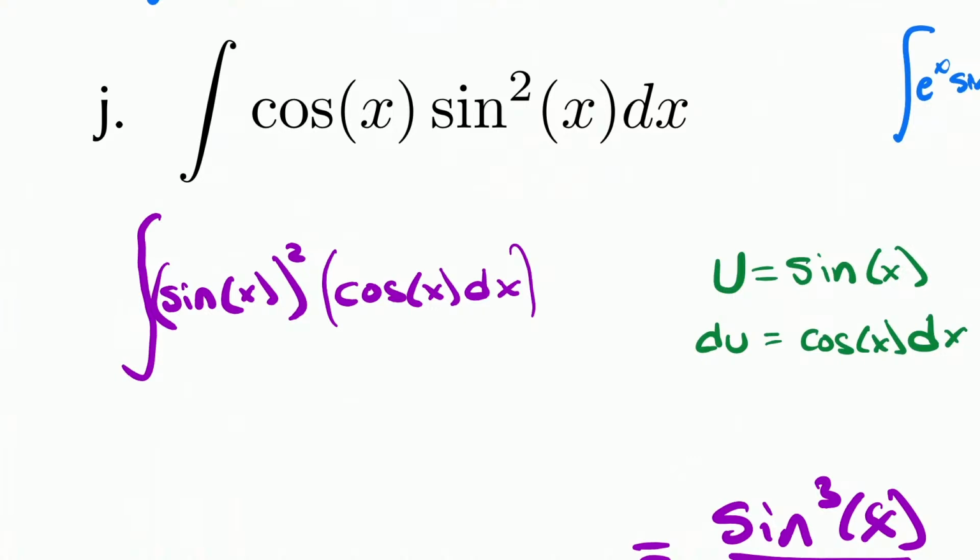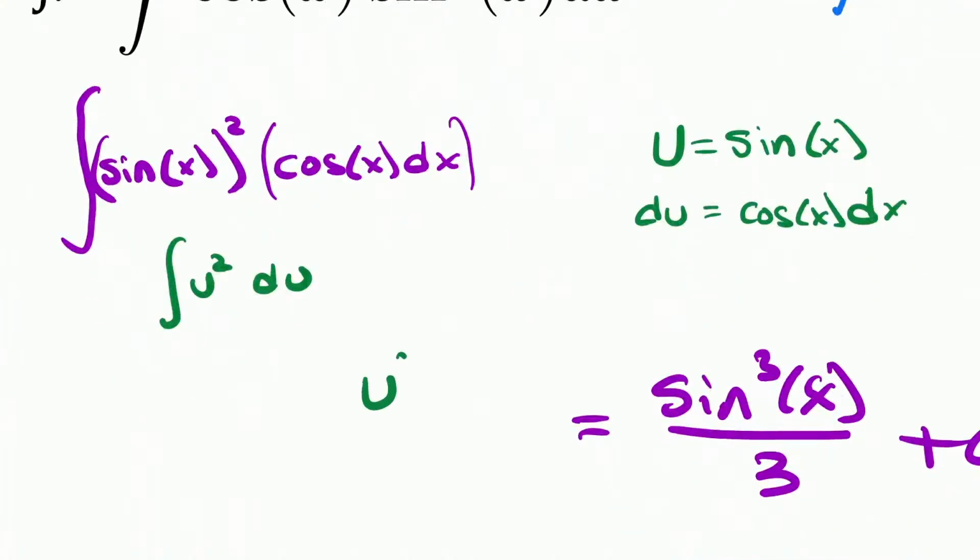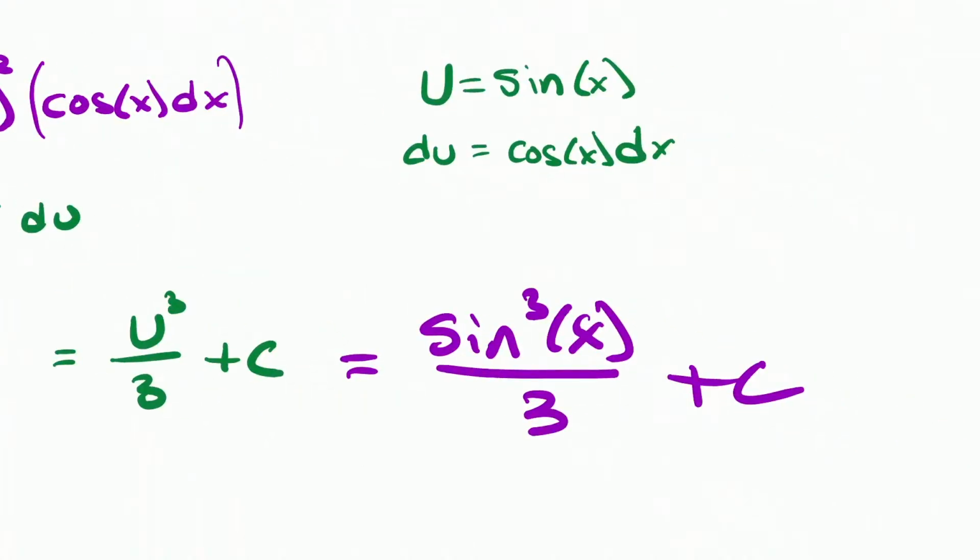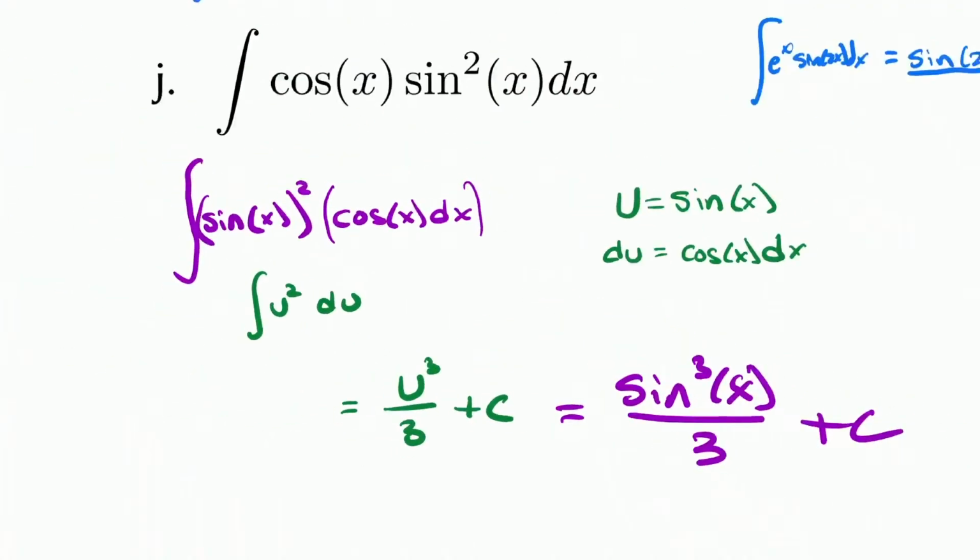Now that you've got it like this, it's easy to see that this is going to be the integral of u squared du, and of course that's u cubed over 3 plus c, and that's where that came from. So I hope none of you had trouble with j, but there it is. So there's j for you.